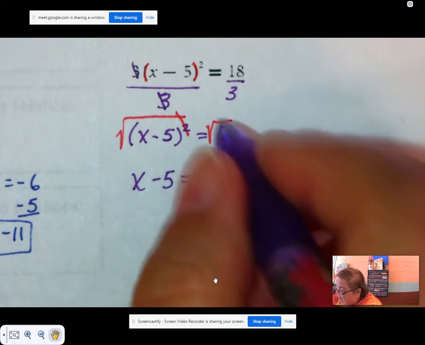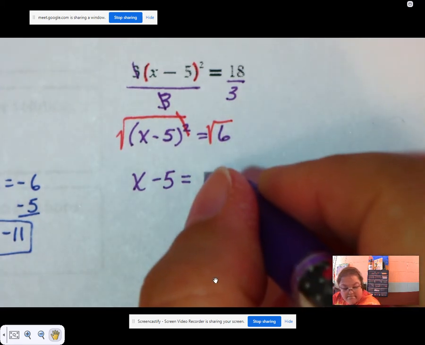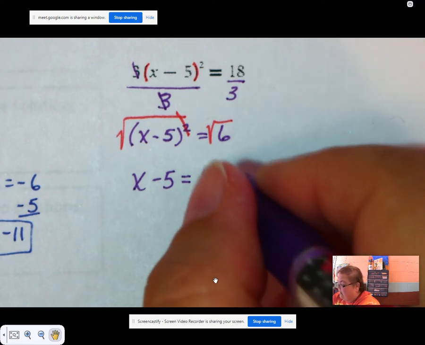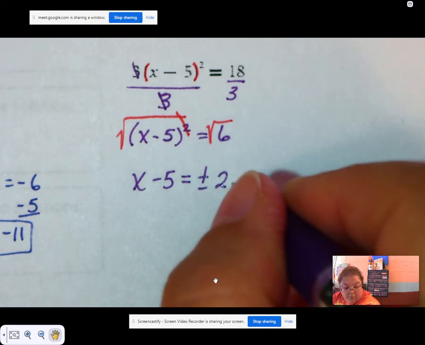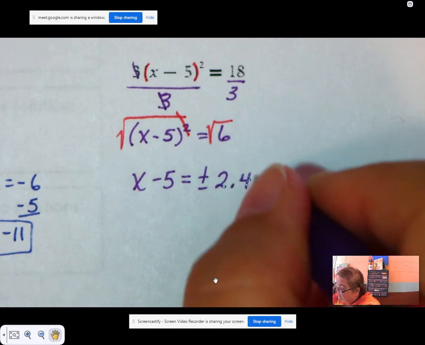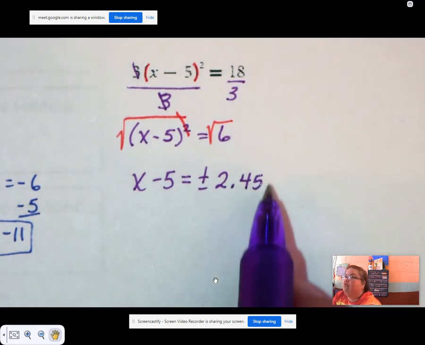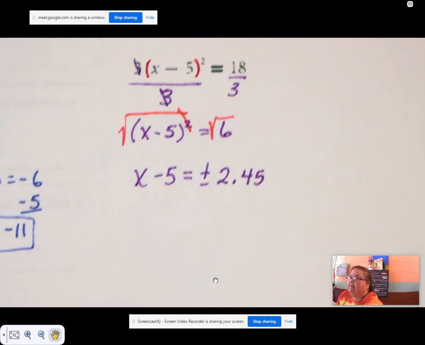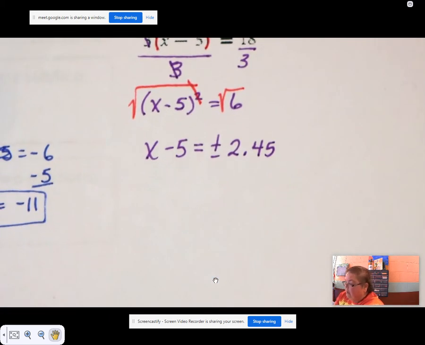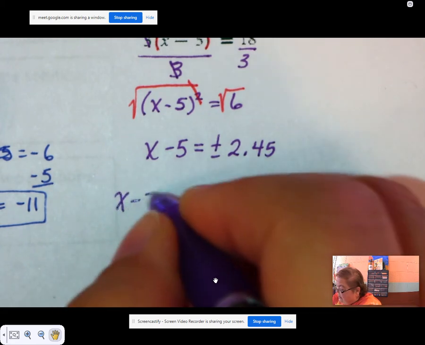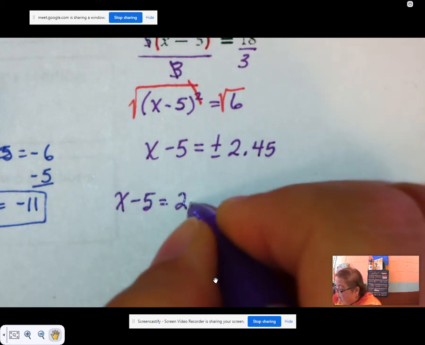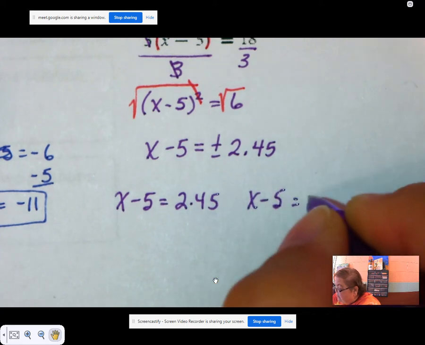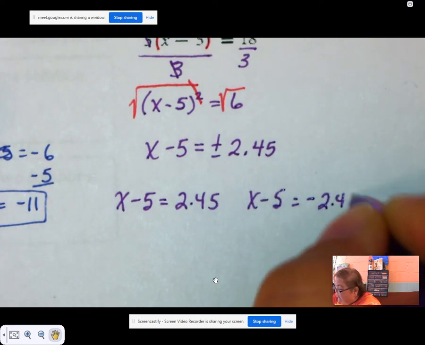And what is the square root of 6? 2.45. Remember to always round that final number. Okay. Now we have to do two problems. X minus 5 equals 2.45. X minus 5 equals negative 2.45.